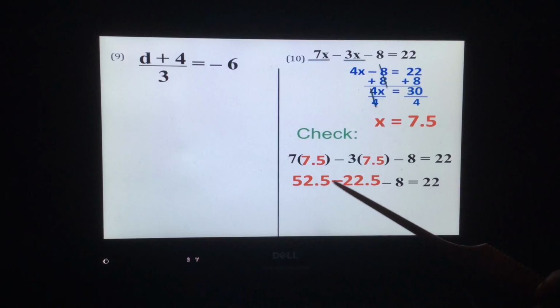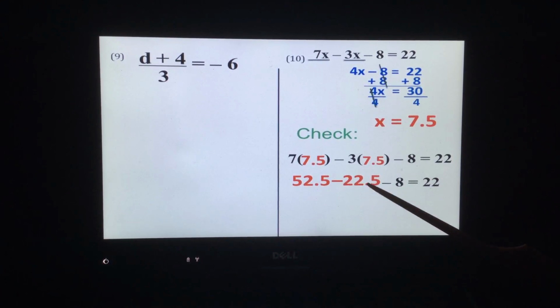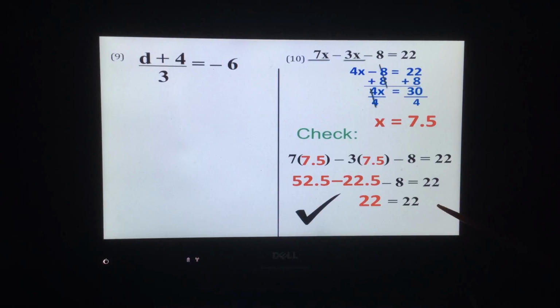Now just add all these together in your calculator. 52.5 minus 22.5, that gets you 30. 30 minus 8, that gets you a 22. 22 equals 22. There's your check. Okay, here's our last problem that we're going to do together. Actually, if you still need this, you can press pause right now. All right, I'm going to go to the next problem.